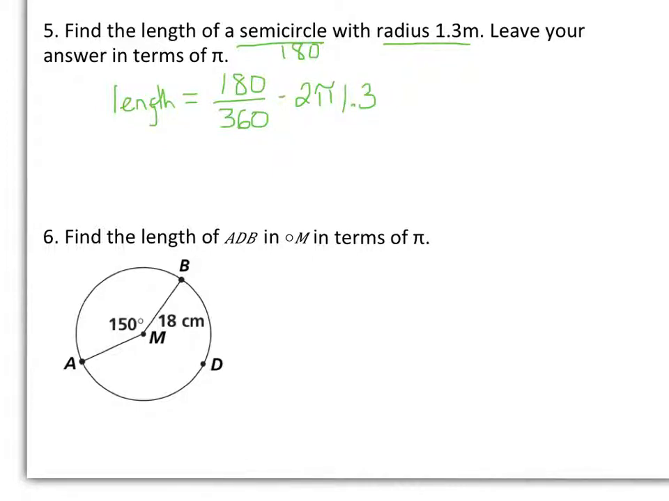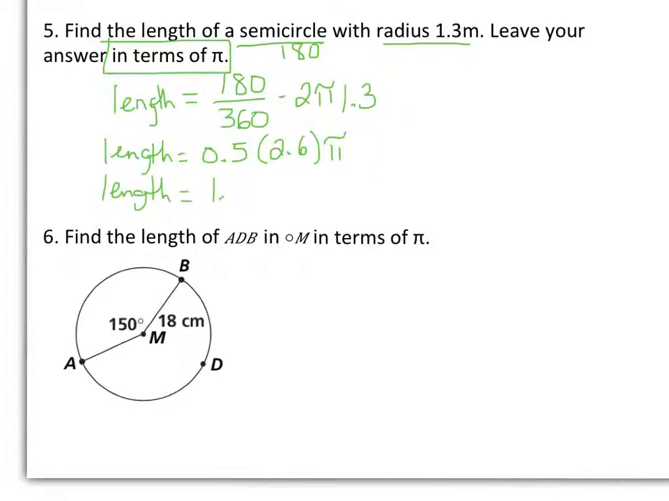Okay, so then length is equal to 180 divided by 360, which is a half, times 2.6 pi, taking 2 times 1.3. Now key here is to leave the answer in terms of pi. So if I multiply a half times 2.6, I get 1.3, and we're going to keep that pi, meters.